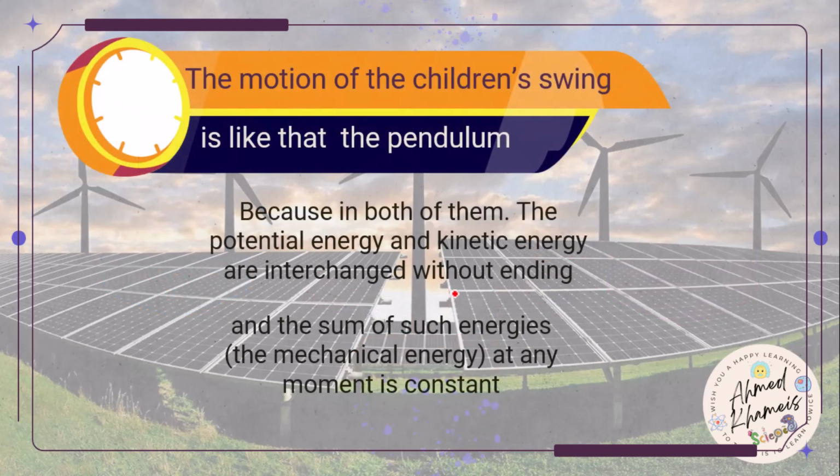So why is the motion of the children's swing like the pendulum? Because in both of them, the potential energy and kinetic energy are interchanged without ending. If there is no air resistance, there will be continuous changing between potential energy and kinetic energy, and the sum of potential energy and kinetic energy at any moment will be a constant amount.